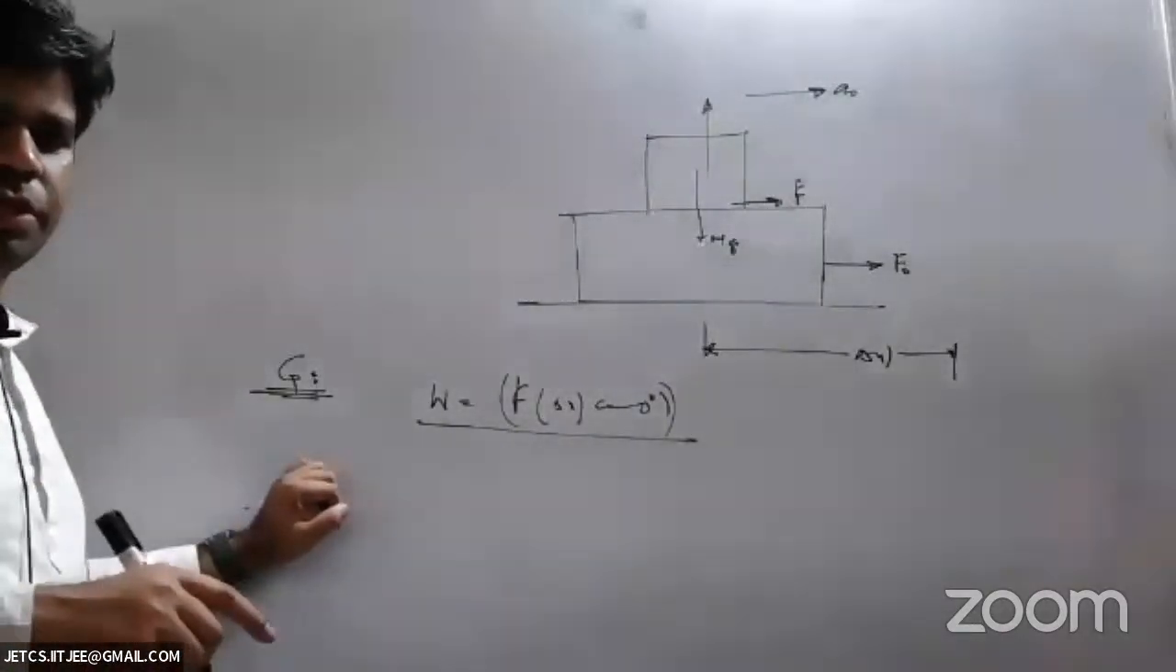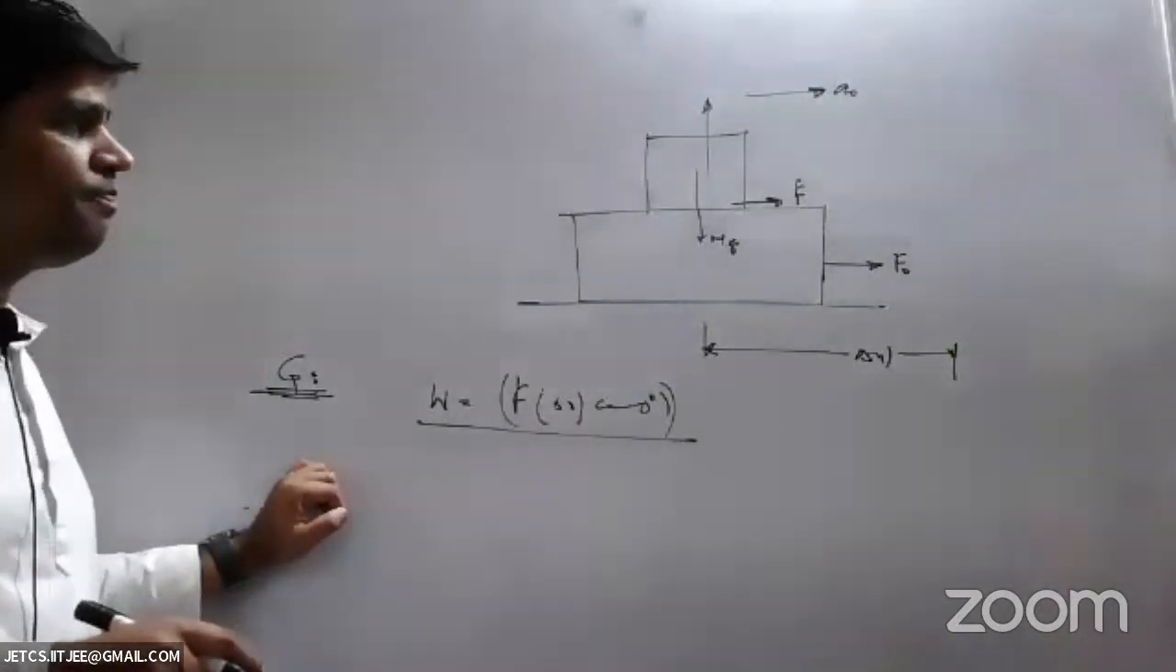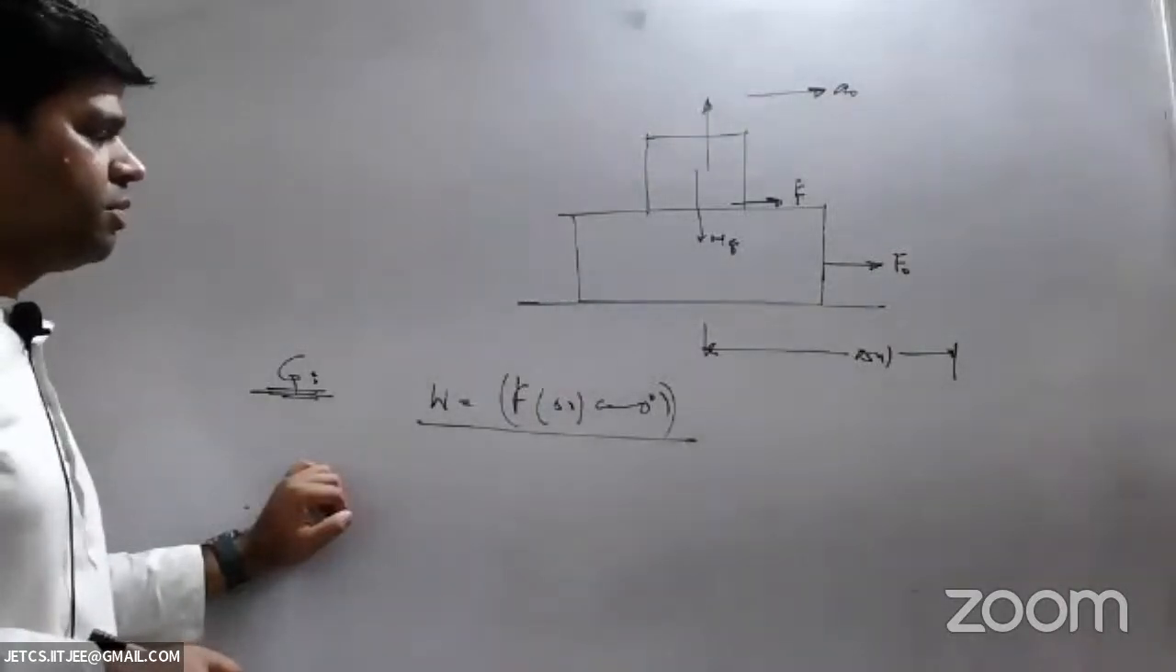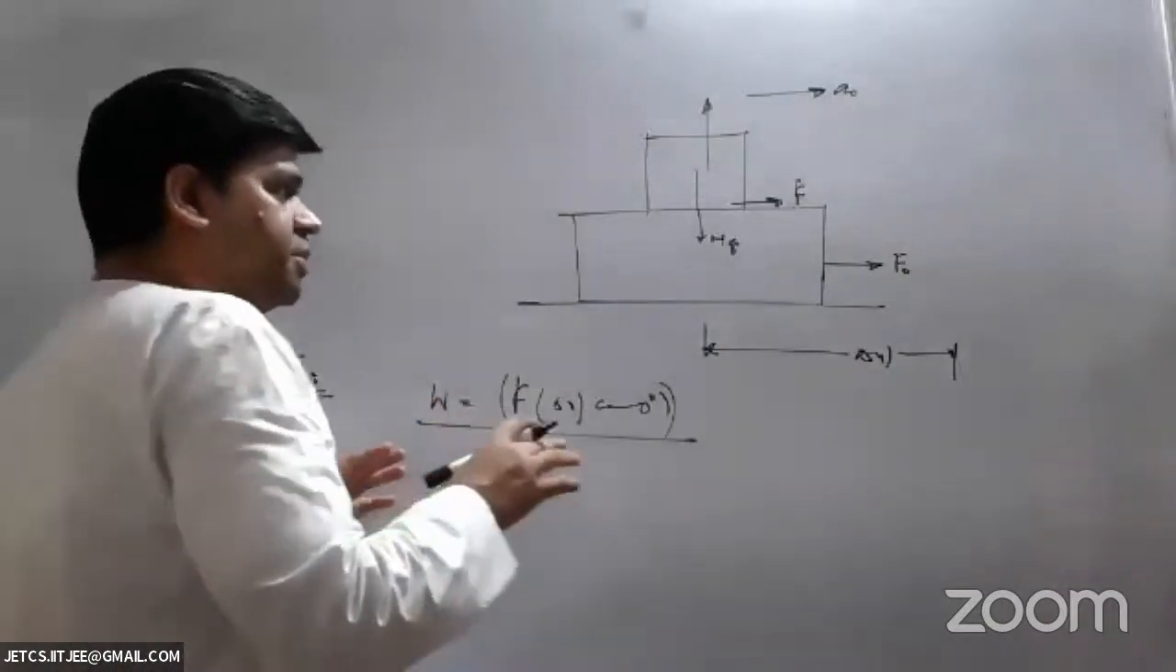Kinetic friction work will be negative. There is always loss of energy on one block. But because of static friction, it's turning out to be positive. Now look at this.